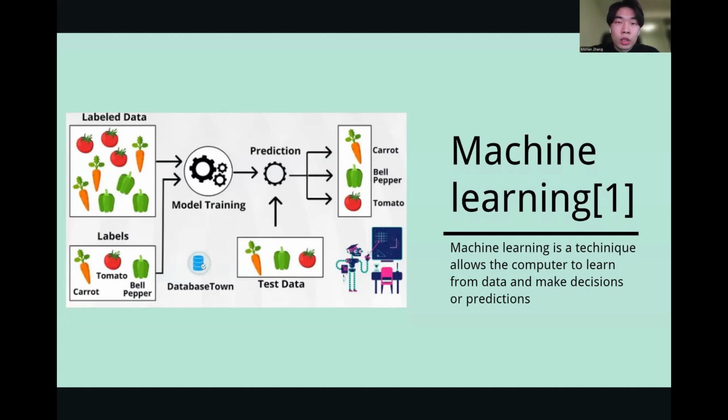We have some vegetables with labels: carrots, tomatoes, and bell peppers. We put these labels and the data into the model. The model will train itself and learn from the data to make predictions. And next time, when we pass in some test data without labels, it can tell us which one is which. It's not much different from training a child.